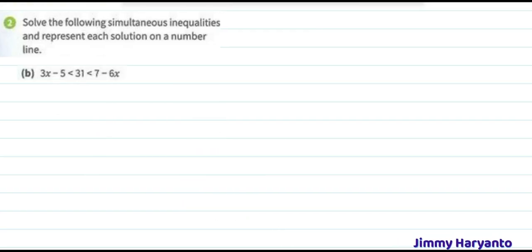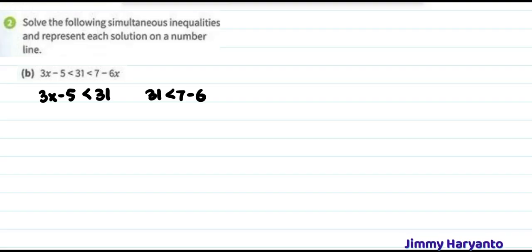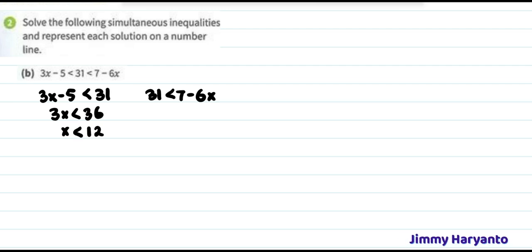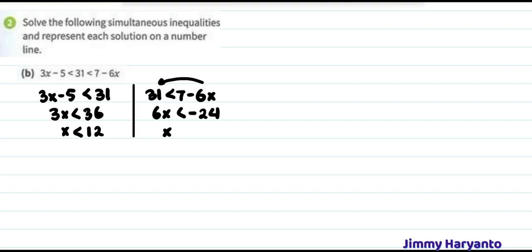Next is 2b. For 2b, I will separate it first. So 3x minus 5 less than 31. And then 31 is less than 7 minus 6x. And then I will move the 5 to the other side. I will have 36 as the result. And then x is 36 divided by 3 is 12. For this one, I will move the negative 6x to the left hand side, and then move the 31 to the right hand side. I will have 7 minus 31, it's negative 24. So x is less than negative 24 divided by 6 equals negative 4.